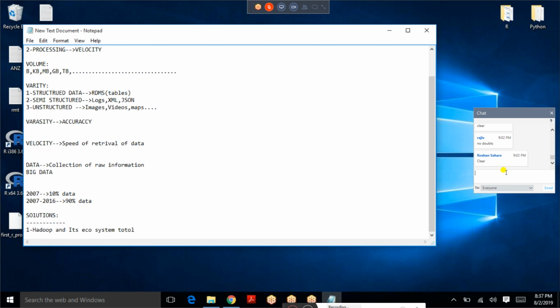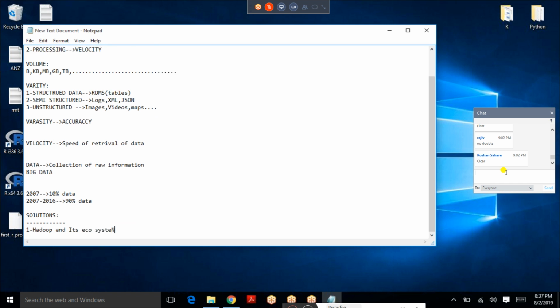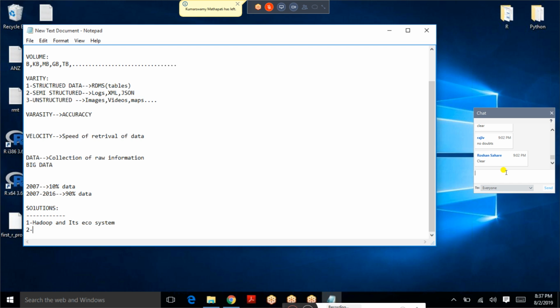Okay, the next thing. We also have one more solution for this, and that is NoSQL databases. So this also can be a solution for our big data problem.